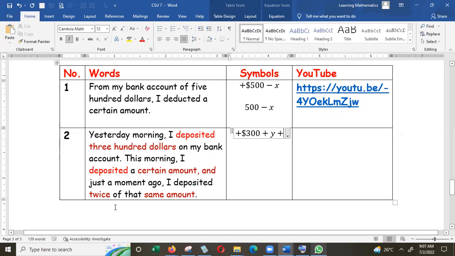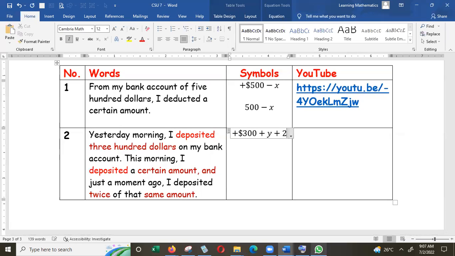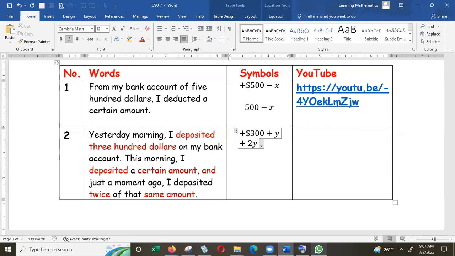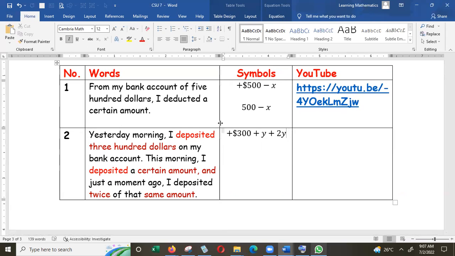I deposited twice that same amount. So twice now is two times that same amount. Okay. So here's the symbolic translation for this expression here. I deposited $300 on my bank account. This morning, I deposited a certain amount. And a while ago, I deposited twice of that same amount. This expression can be simplified.